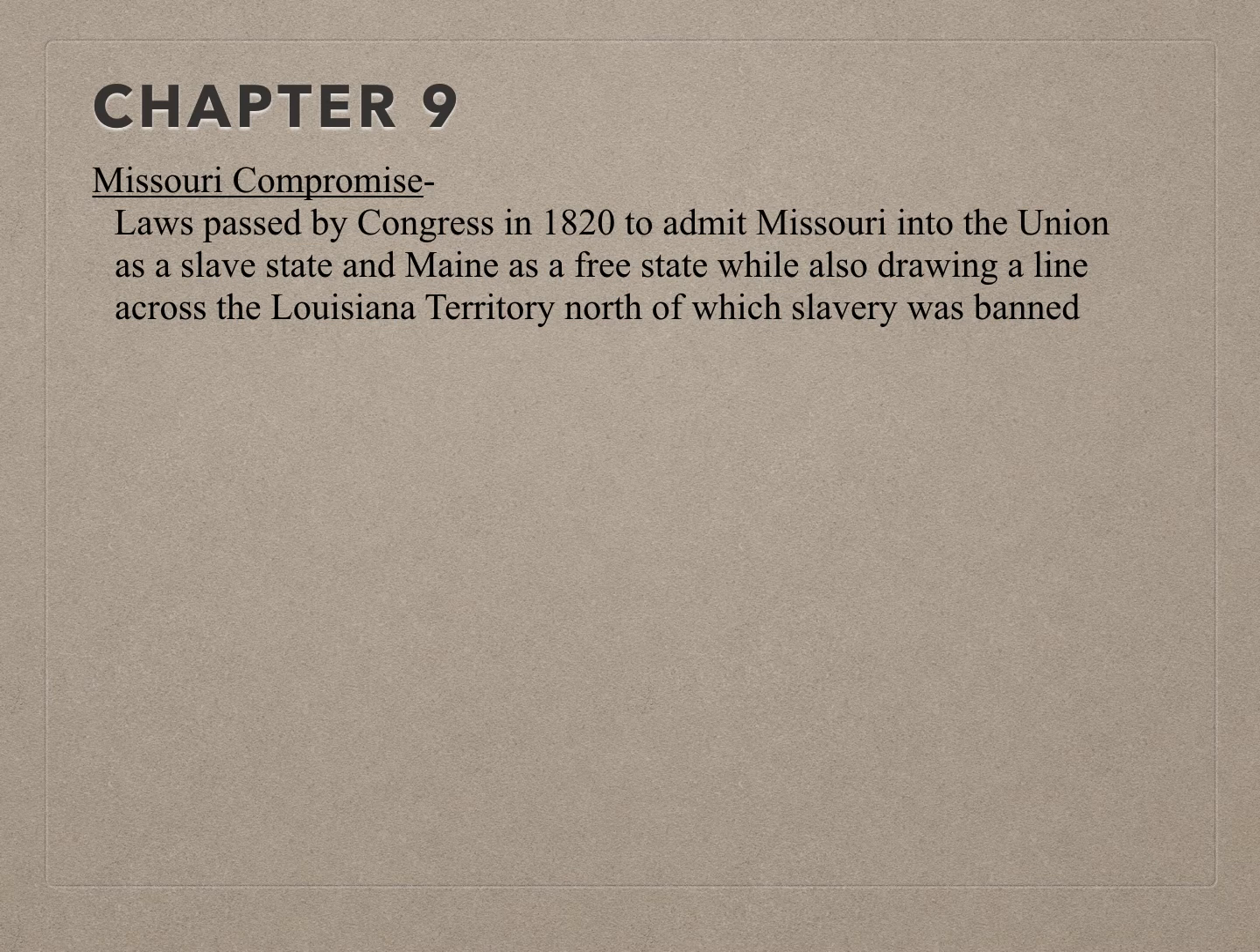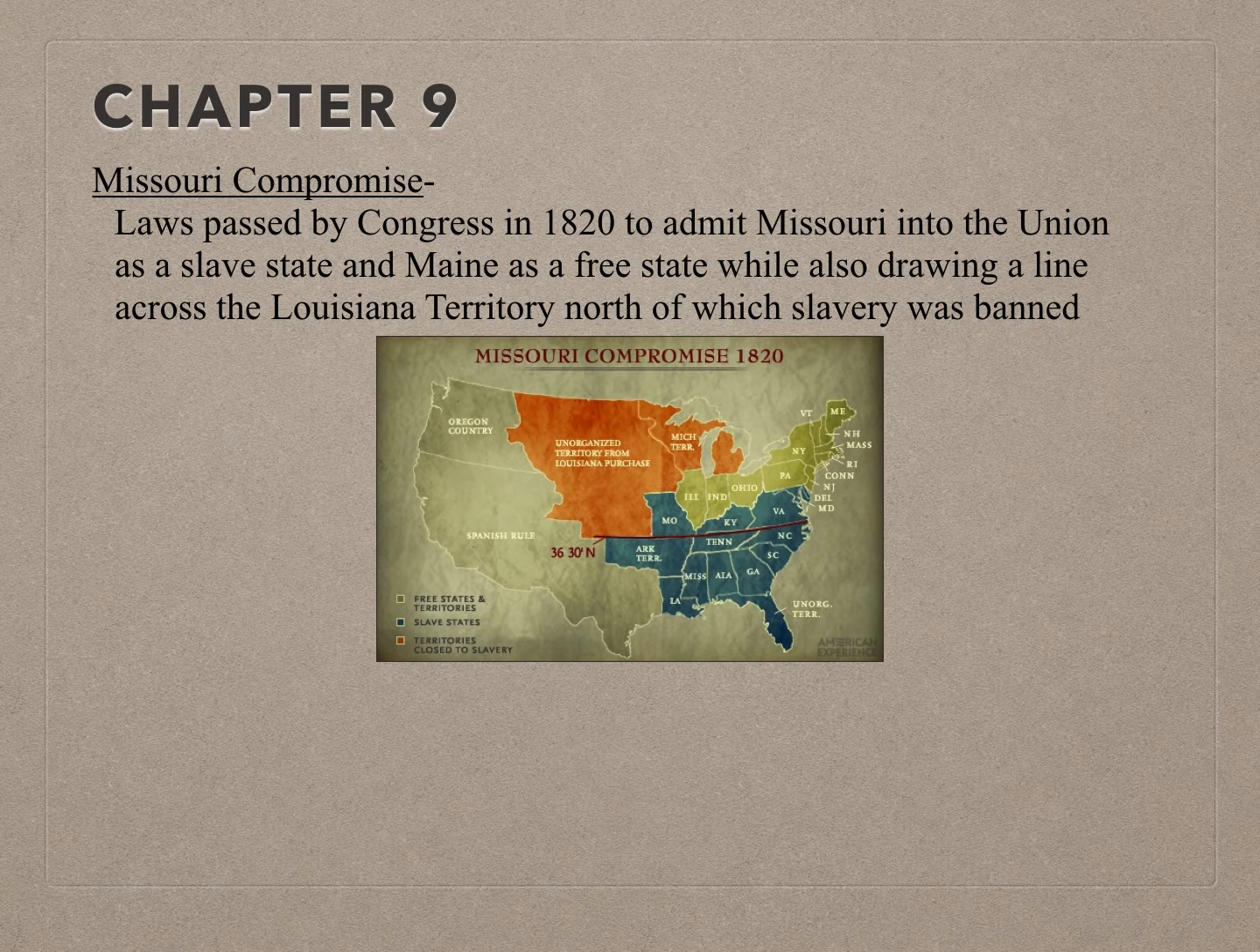So here's a picture, and you see the states that are in blue are actually the slave states. The states in green are the free states. And there was an equal number of them. And so Missouri comes in on the blue side, Maine goes in on the green side, and then they drew that red line and said, okay, anything above this line in that orange area, slavery will be banned. That was the Missouri Compromise.